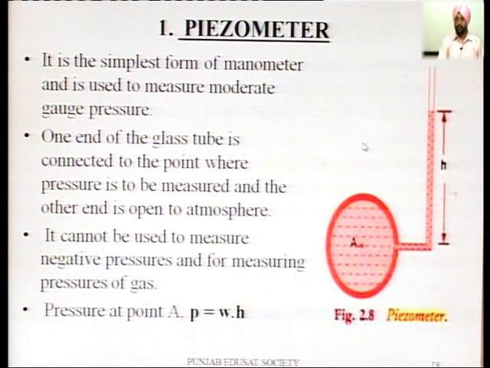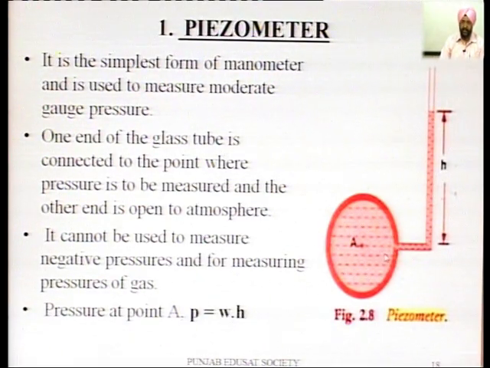Now, keeping in mind, this piezometer cannot be used to measure negative pressures. This is, you can say, the limitation of this piezometer. It can be used to measure moderate gauge pressures, but it cannot be used to measure negative pressures. For negative pressures, and also for measuring the pressures of a gas, we have other instruments. For measuring the pressures of a gas, once again, this piezometer is not at all advisable.